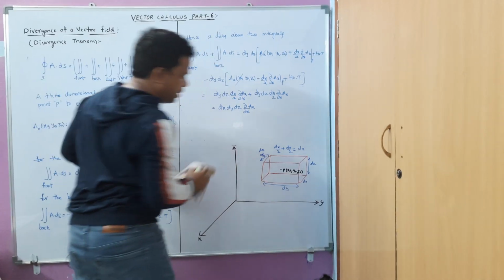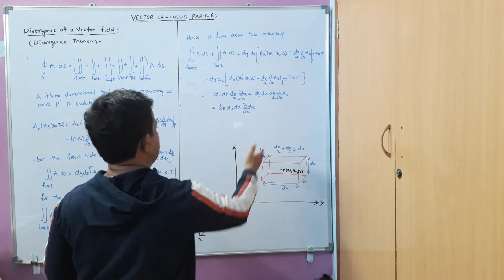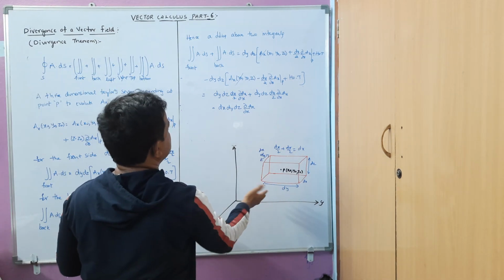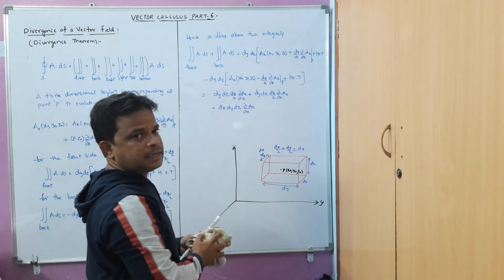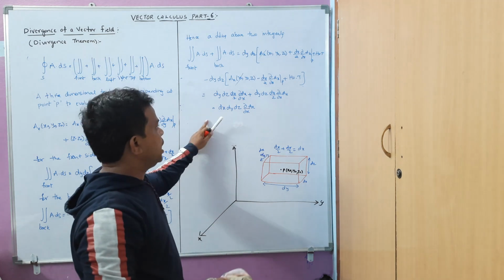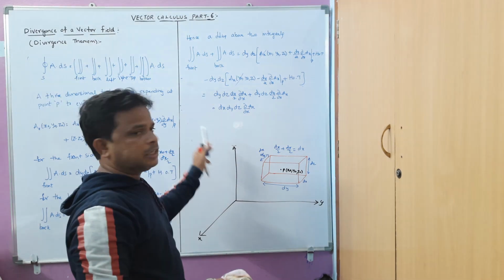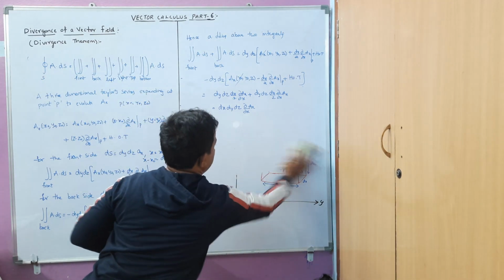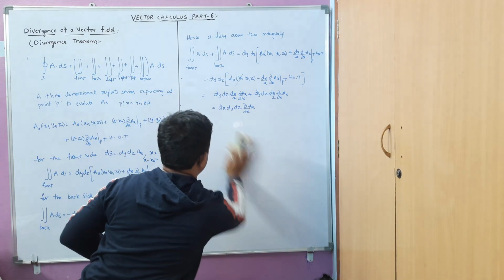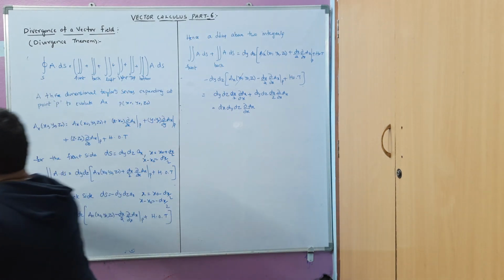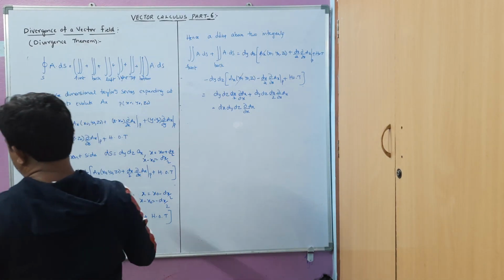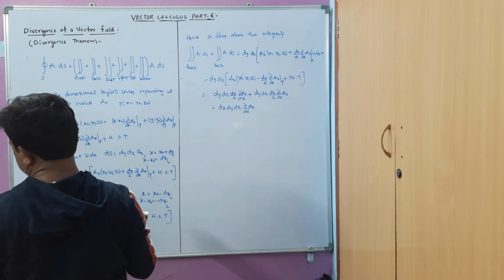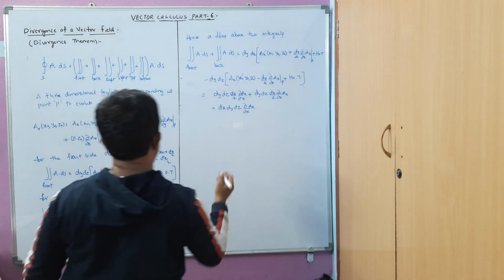Now similarly we have to evaluate left to right, and top and bottom. So we have to evaluate this type of integrals, and finally we have to add all those three in order to get the final divergence at the point P. Okay, let me do the other surface integral, similarly for left and right.